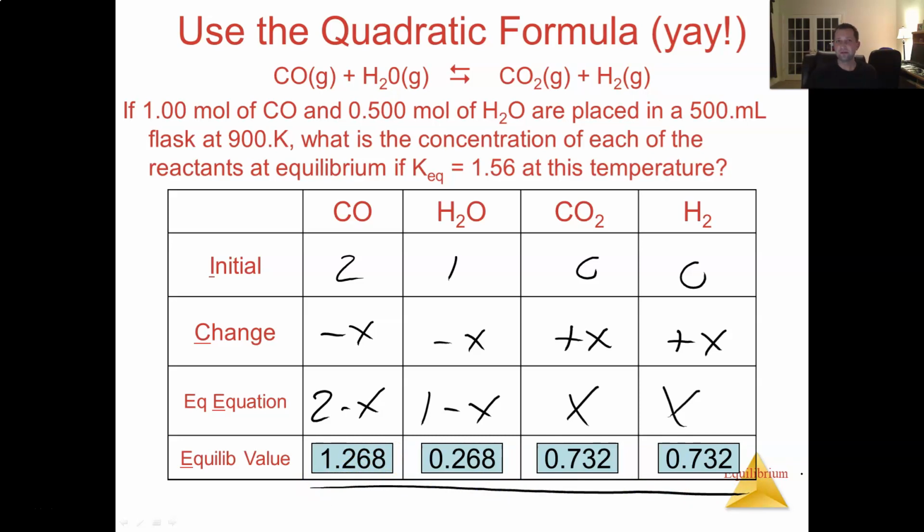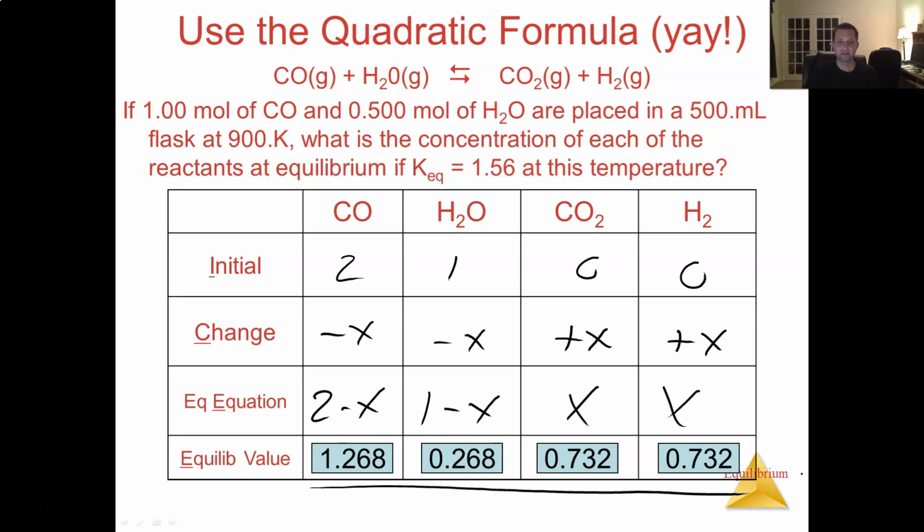So is it a lot of fun? Not really, unless you enjoy the quadratic equation. Maybe some people do. But that's how you want to approach problems like this. You are not going to have to do this a ton in the course, but it's something that is important that you know how to do.